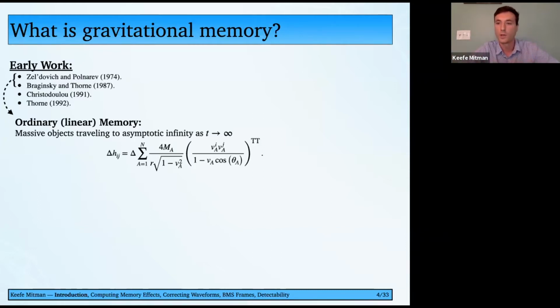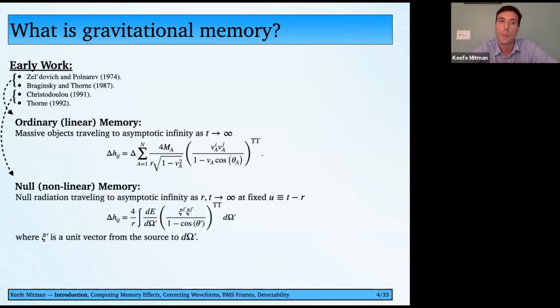And so then what Christodoulou and Thorne realized is that a very similar effect occurs for null radiation or gravitons, and they called this the nonlinear memory. Christodoulou realized this by studying the Bondi mass loss formula. And then what Thorne did is he found that this equation by Zeldovich and Polnarev also works for gravitons. You just have to interpret this mass times this Lorentz factor as corresponding to the energy of the graviton. And so then Thorne presented this equation, which shows that the null radiation, which contributes to the null memory, can just be understood as this integral over the energy of the gravitons projected along this transverse traceless component.